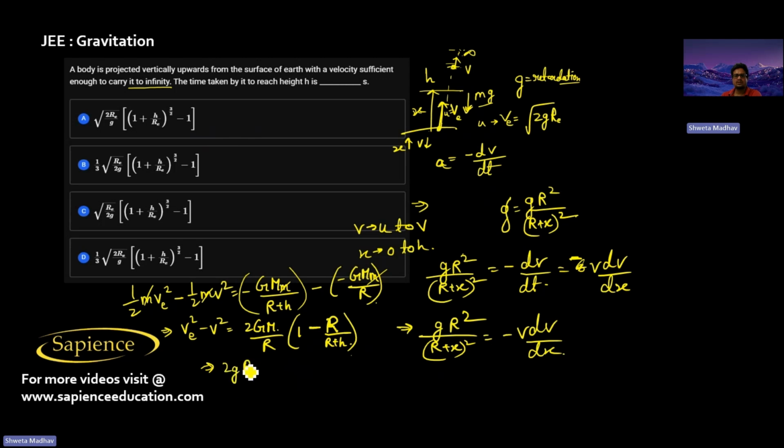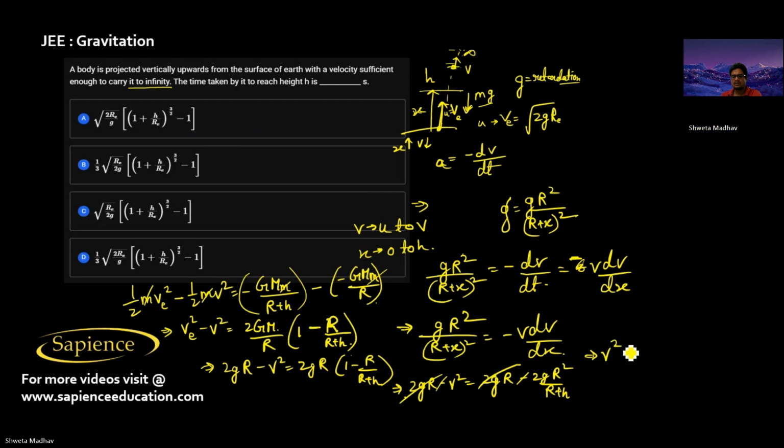V square, which is 2gR minus v square, is equal to 2gR into 1 minus R by R plus h. Which means 2gR minus v square is equal to 2gR minus 2gR square by R plus h. So 2gR will cancel, minus minus will cancel, so v square is equal to 2gR square by R plus h. Therefore the velocity at a height h is root 2gR into root over R by R plus h.